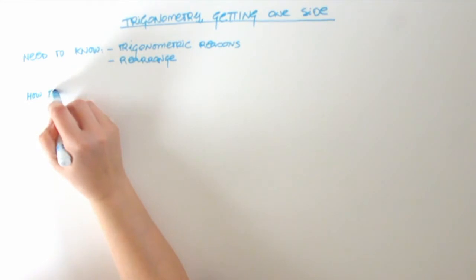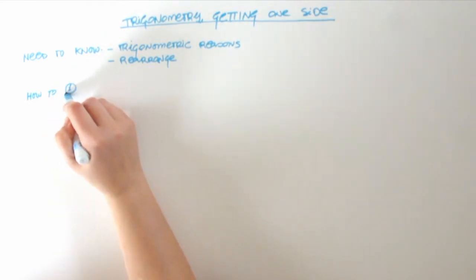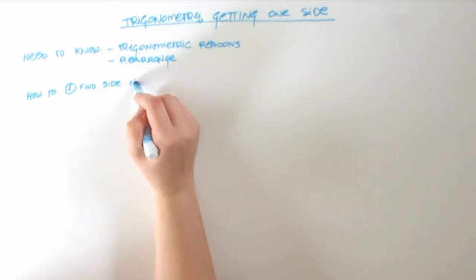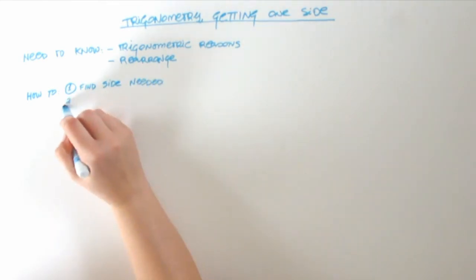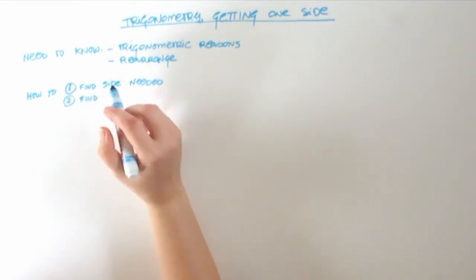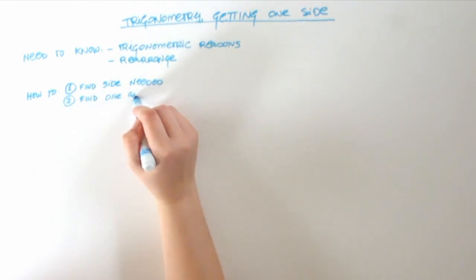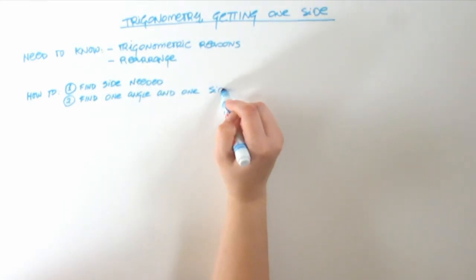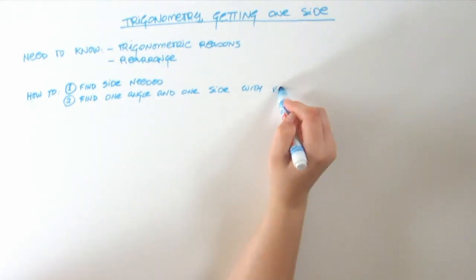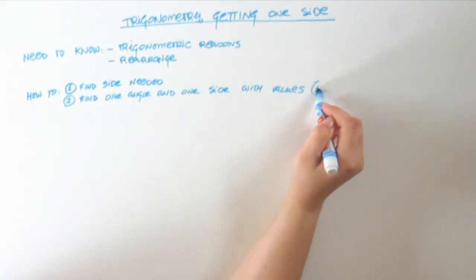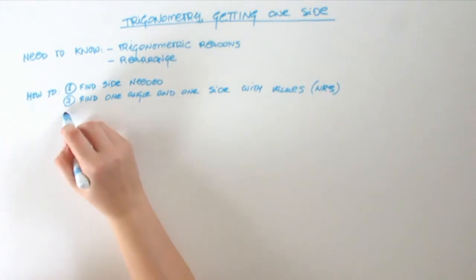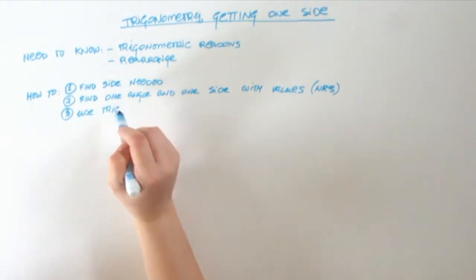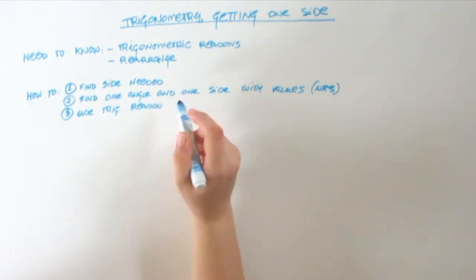Now, the how-to step by step. First, I need to find the side that I need. Remember, I'm going to be working with right-angled triangles, and somewhere in there is the side that I have to find. Then I need to find one angle and one side with values, with numbers that I can easily see. And then I will use a trigonometric ratio that uses both sides, depending on the ones that I've got and the ones that I want.